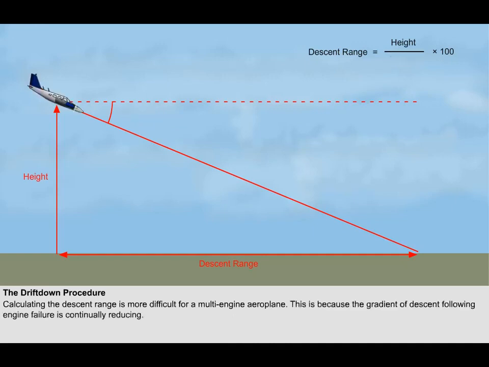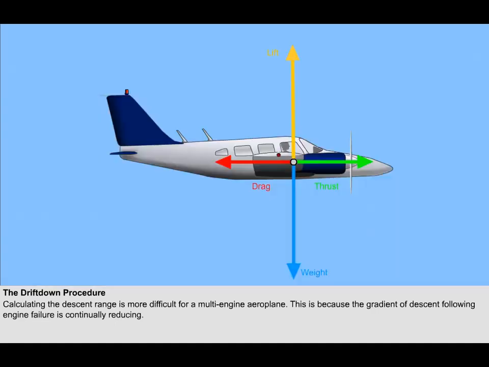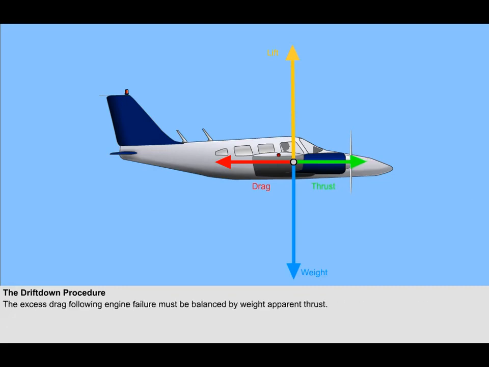However, the gradient of descent of a twin-engine aeroplane following engine failure is constantly changing. Let us explain why. Shown here is a twin-engine aeroplane, a Piper Seneca, in straight and level flight, with the forward force of thrust balancing the rearward force of drag. When the engine fails, notice that there is more rearward force than forward force, and as a result of the excess drag, the aeroplane will slow down if level flight is maintained.